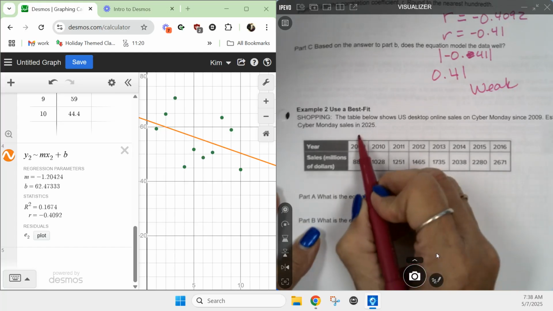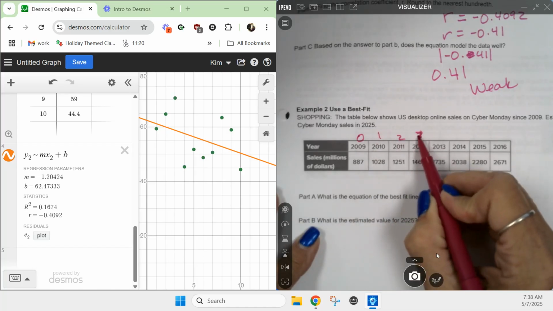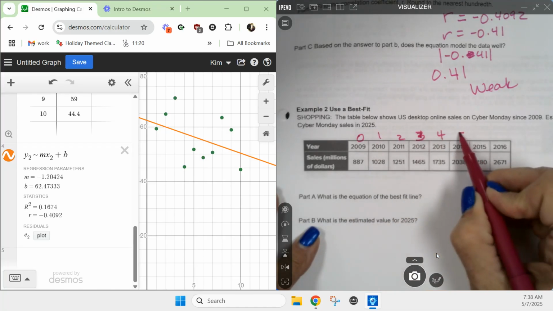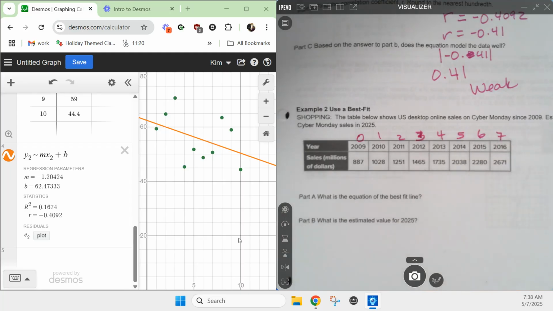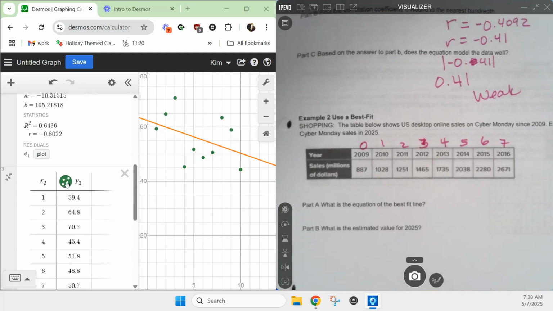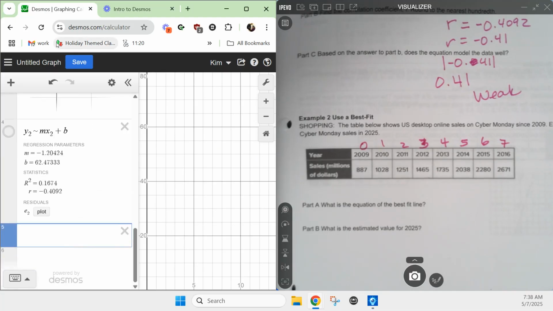So we're going to do year 1, 2, 3, 4, 5, 6, 7. And we're going to, again, come over here, but we want to turn these off. We don't want these anymore. And we're going to do new ones. We're going to come here and we're going to add a table.